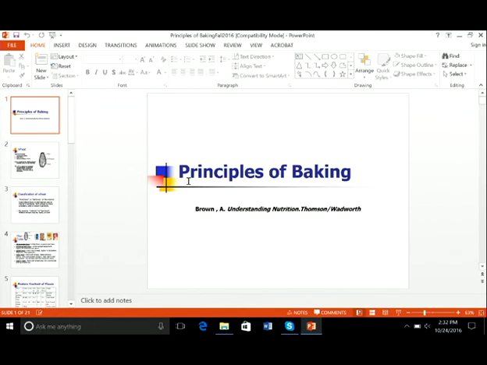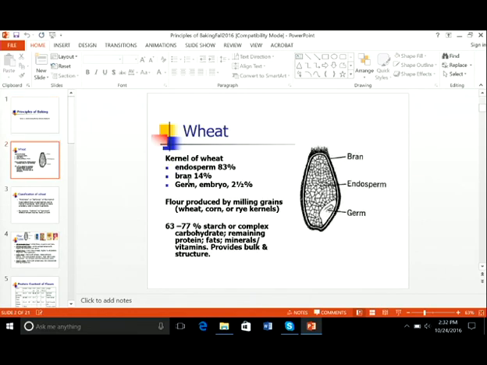And now we're going to all the baked products, the general principles of preparing all of the baked products, so that you have a good basic knowledge before you follow any other recipe. Okay, now, before we even start talking about baking, we need to know all the ingredients that go into a recipe.